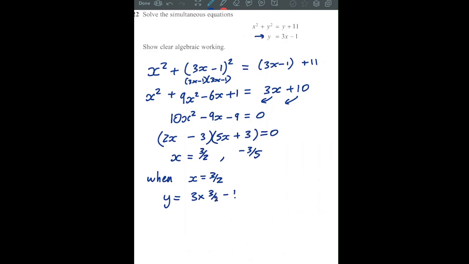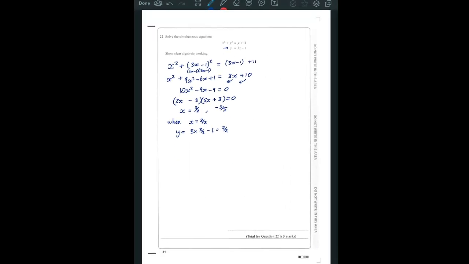The pen is slowly running out of power. And if I do that in my calculator, 3 times 3 over 2 minus 1 is 7 over 2. So that would be one pair of answers: 3 over 2, 7 over 2.